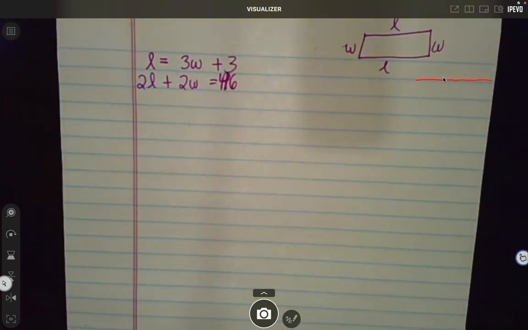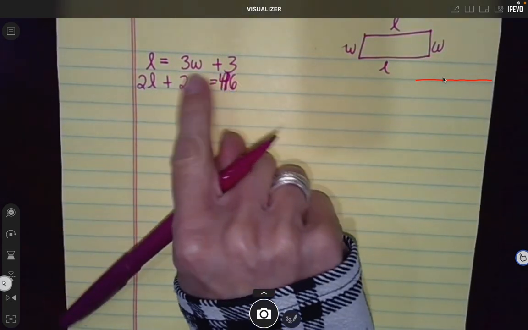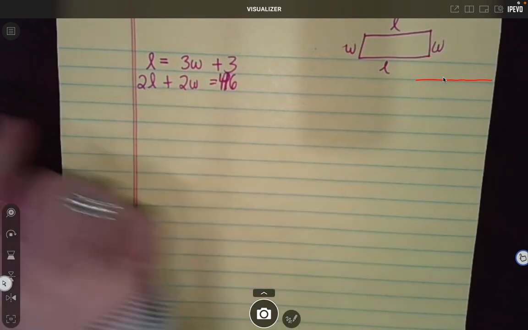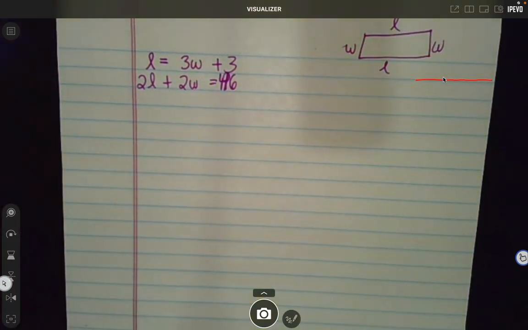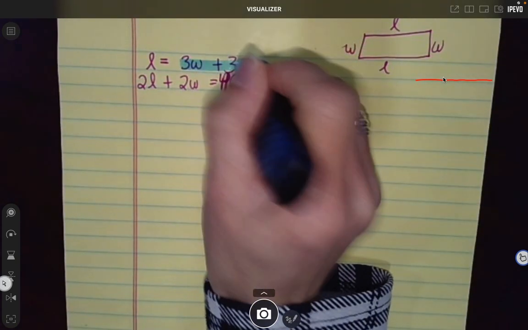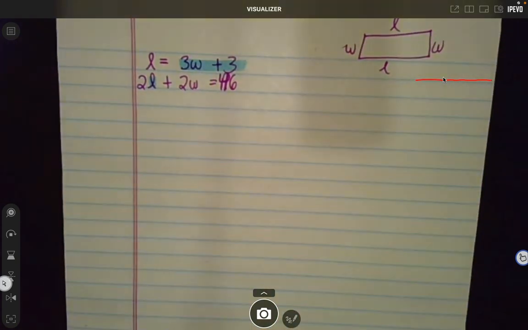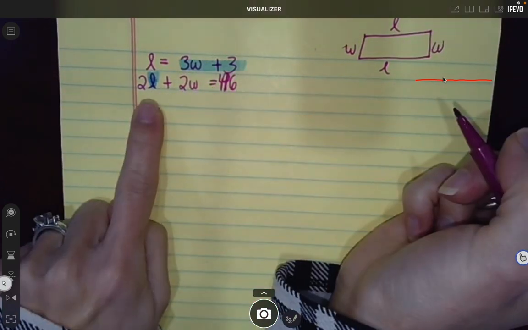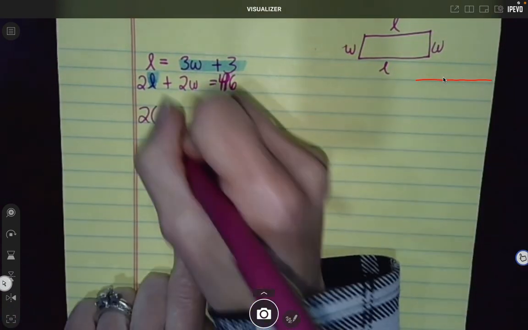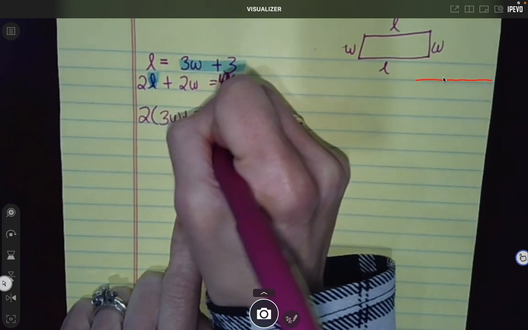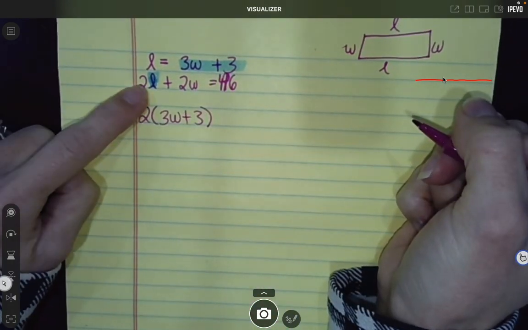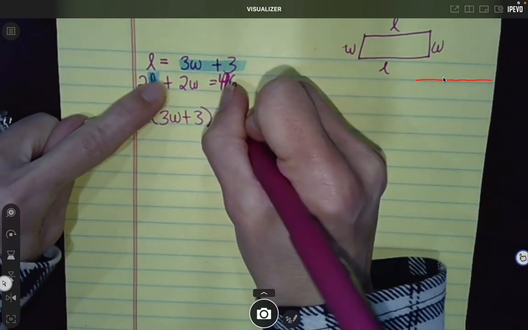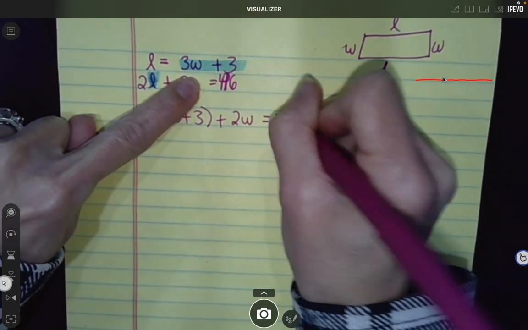Okay, now this is a substitution problem. What am I going to do with that L, what it equals? I'm going to replace it. I'm going to substitute it. Plug it in. So watch. That's what L equals. That's what I'm going to substitute it with right there. Okay, so I'm going to write 2 times, and instead of L, what do I write? 3W plus 3. Then what comes next? There's my 2. There was my L plus 2W equals 46.